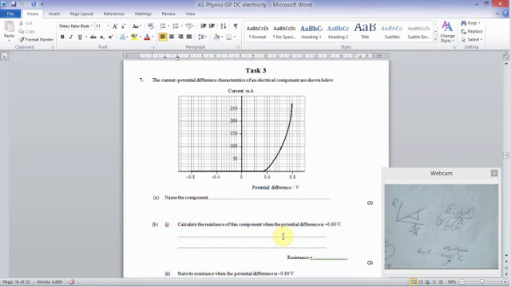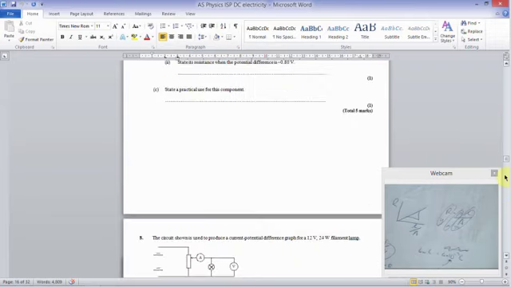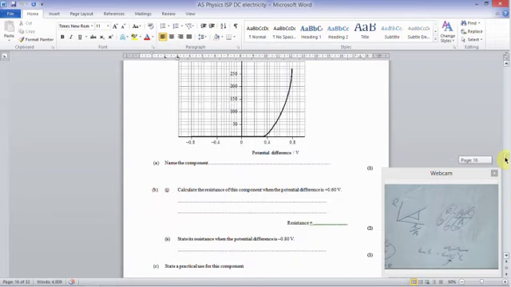Name the component, that's a diode, very clearly, straight off the bat. Calculate the resistance when the potential difference is 0.6 volts. So you go up from 0.6. I'm sorry it doesn't look particularly clear on the printout, and then go across for the current, so it's about 100 milliamps. So you just do your 0.6 volts divided by 100 milliamps. Remember, convert the milliamps into amps.